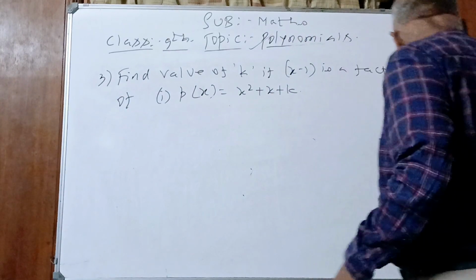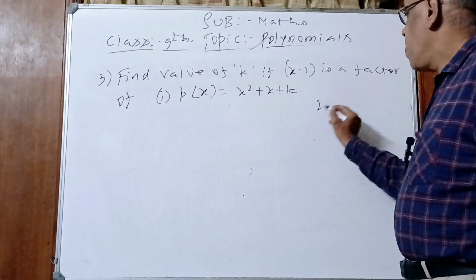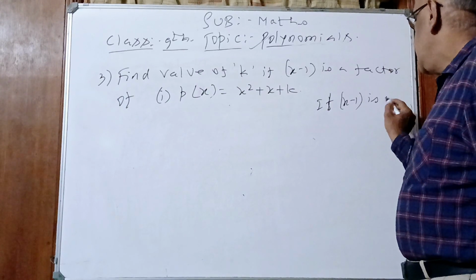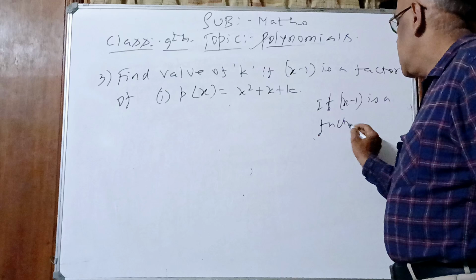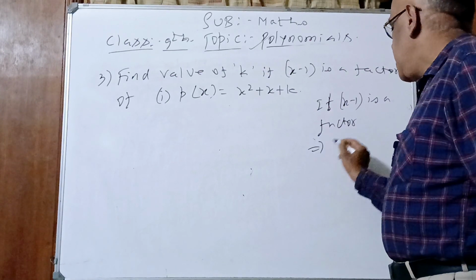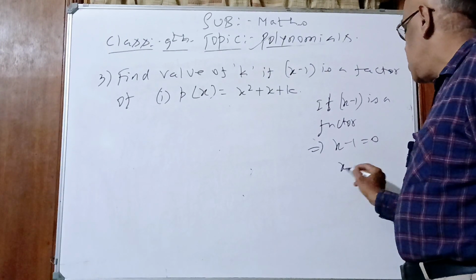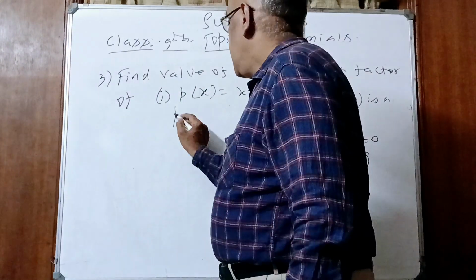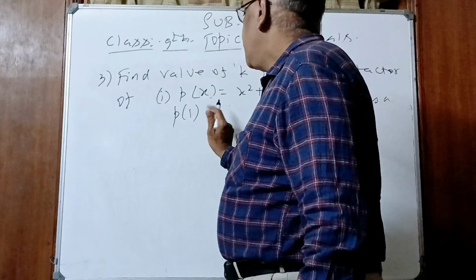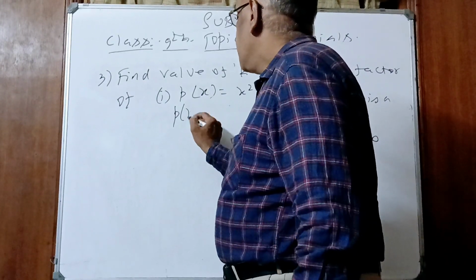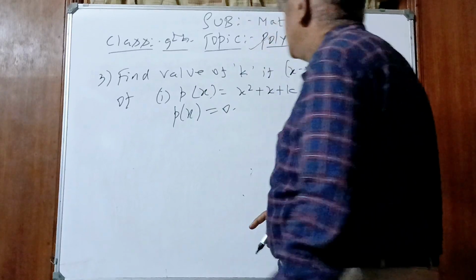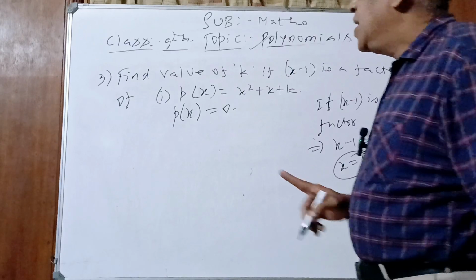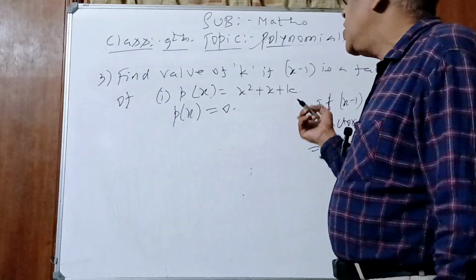Same rule, children. What is said here? If x minus 1 is a factor, what does it imply? x minus 1 is equal to 0, x is equal to 1. So put 1 in place of x. What is P of 1? He says x minus 1 is a factor, so P of x should be 0, children.